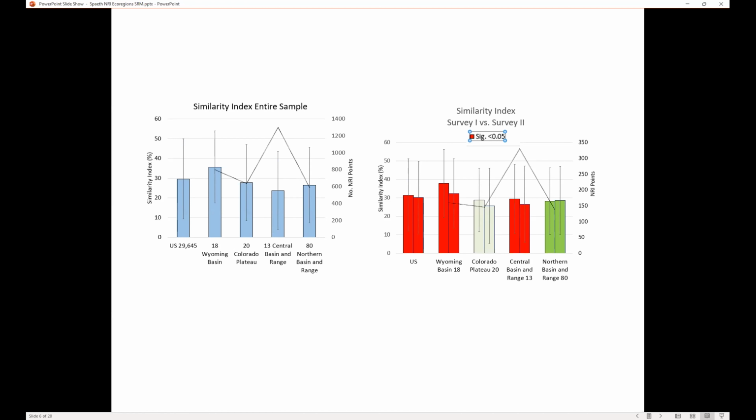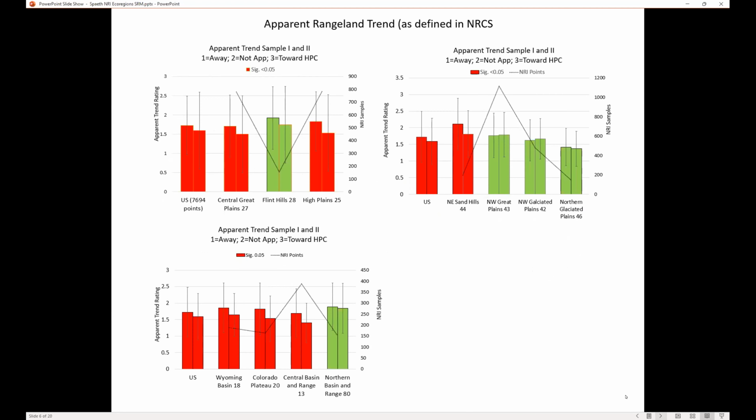But the Central Basin and Range, there was a significant drop there, even though the percentage maybe only dropped 3 or 4%. It was a significant change. So next we'll look at apparent trend. That's kind of a subjective determination based on whether the plant community is moving away from the historic plant community, or it's not apparent, or it's moving toward. It's just a simple procedure that NRCS uses, and we talk with ranchers about what their trends are.